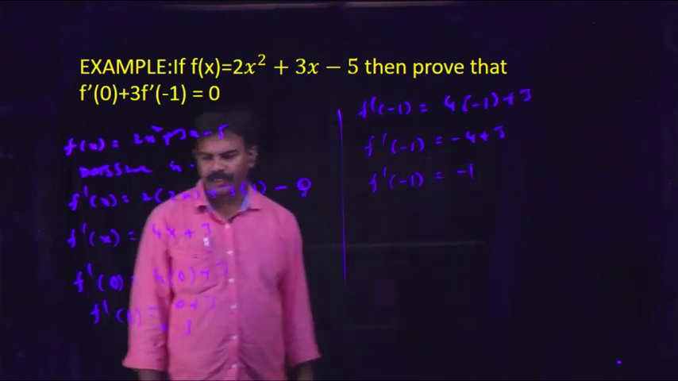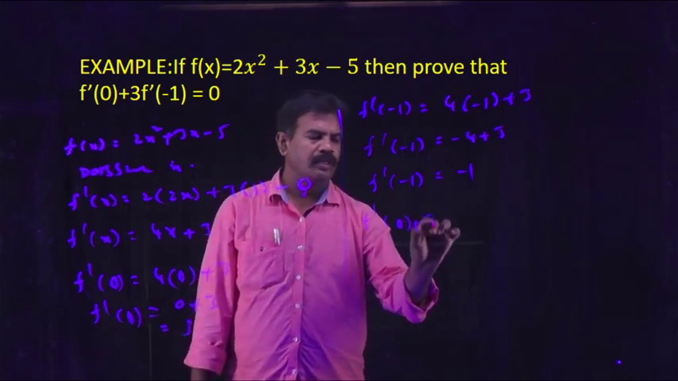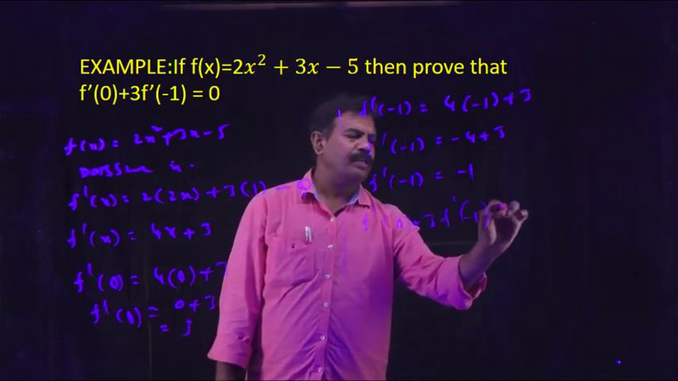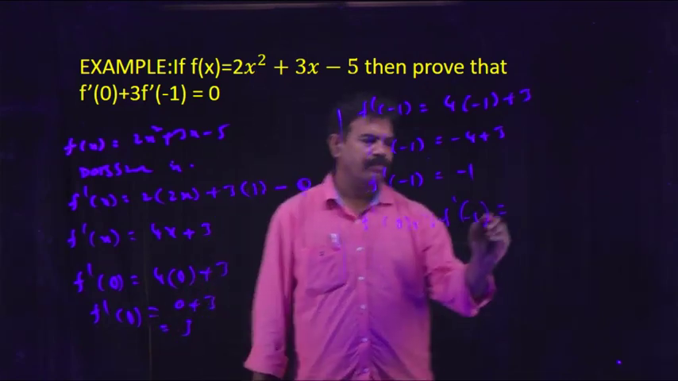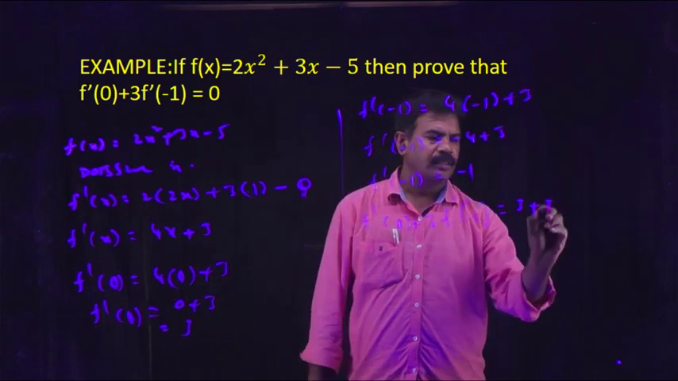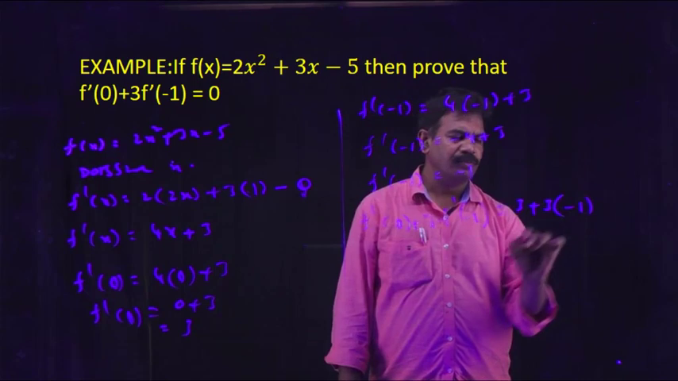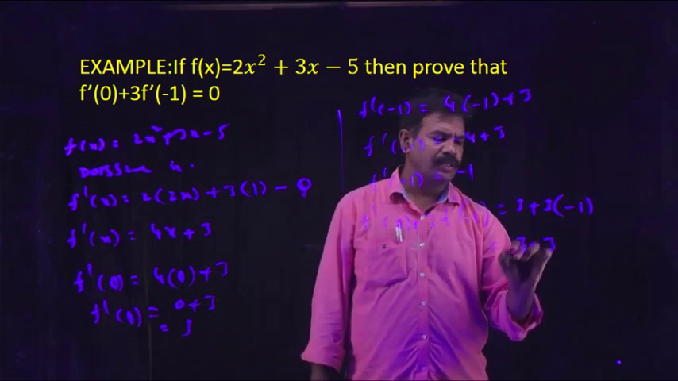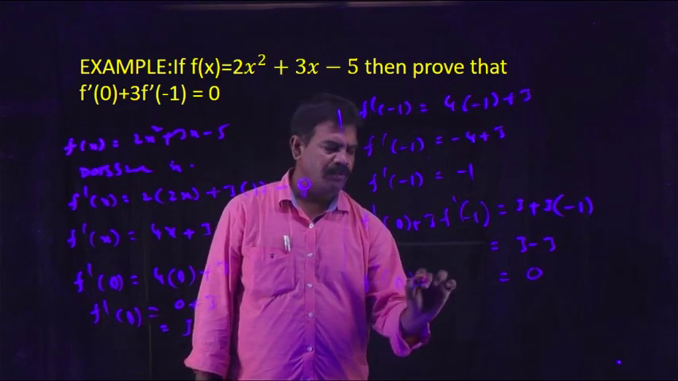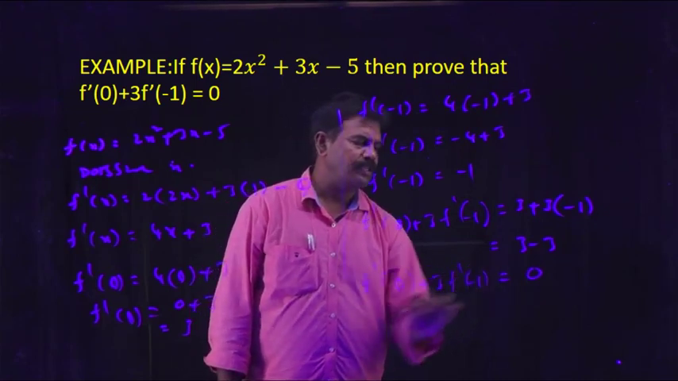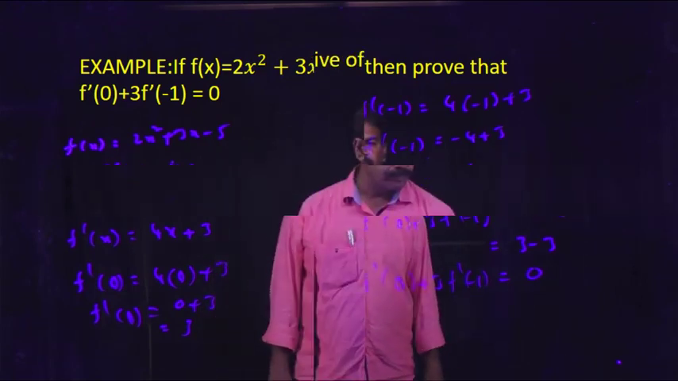So we take first f'(0) plus 3 into f'(-1). We get the value of f'(0), that is 3, plus 3 into the value of f'(-1), that is -1. That is equal to 3 - 3, which is equal to 0. Therefore f'(0) + 3 f'(-1) is equal to 0. So the given problem is proved.